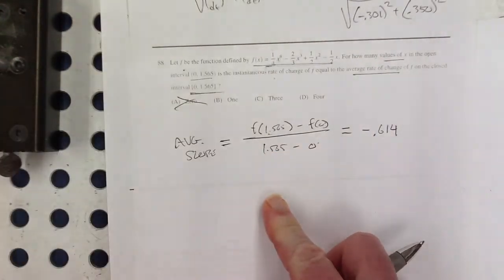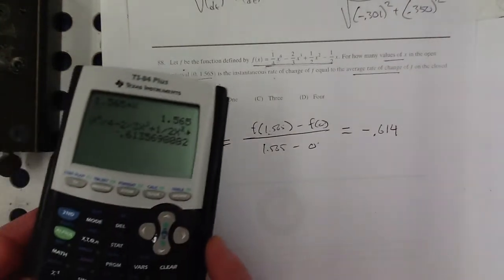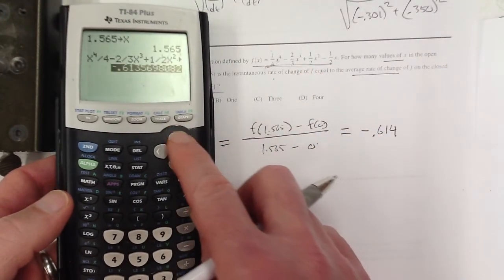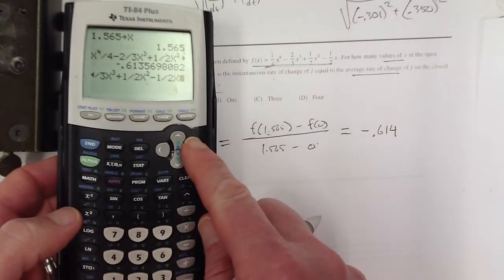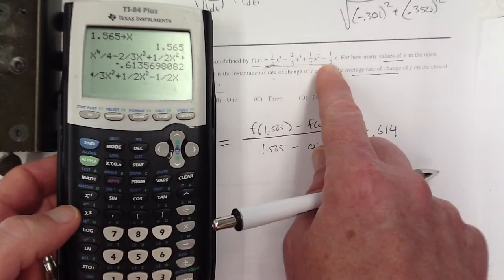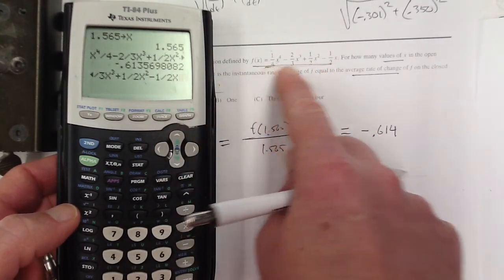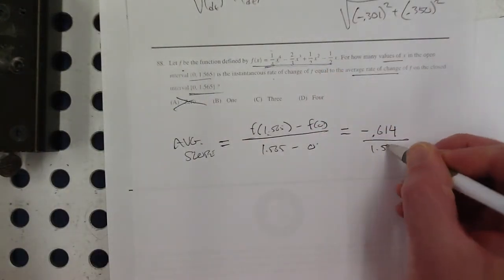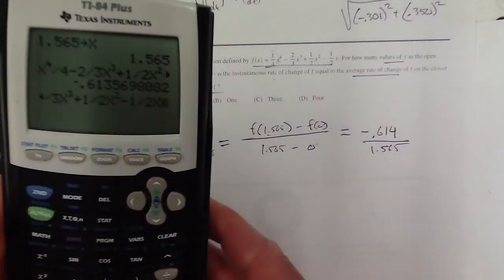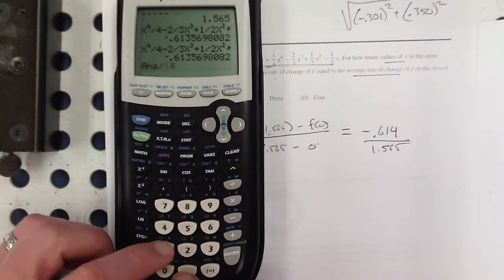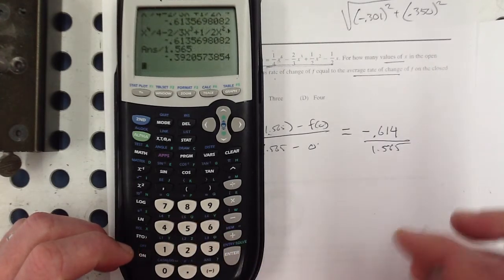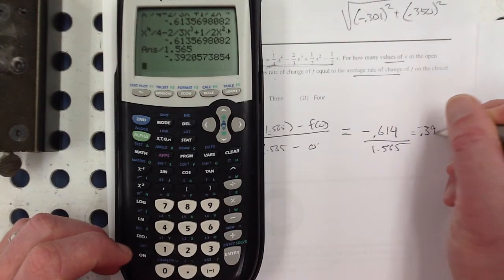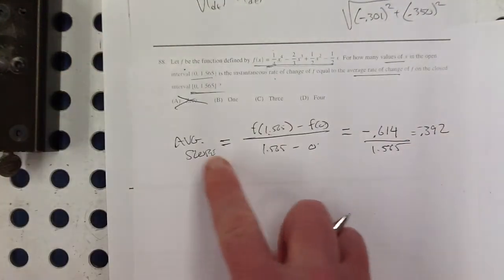Okay, now we want to figure out... squared. I have a bad feeling that that's not right. Minus 1/2 x. No, that looks good. Oh, sorry, I forgot to divide. That's why. I forgot to divide by that. Divided by 1.565, negative 0.392. Okay, that is my average slope.